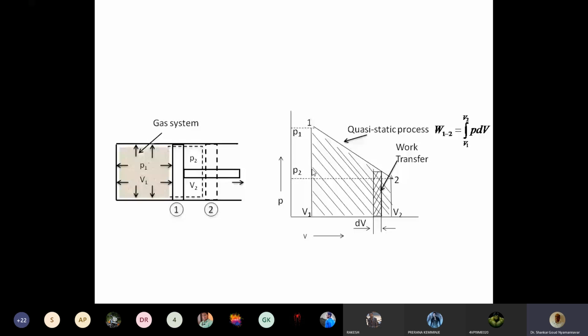If you substitute M, you will get work done is equal to integration of M P dP. M is a constant slope, so you can take it outside. That M you substitute as P2 minus P1 divided by V2 minus V1. What you are left with is P dP. So P dP can be integrated. What is the integral of x dx?